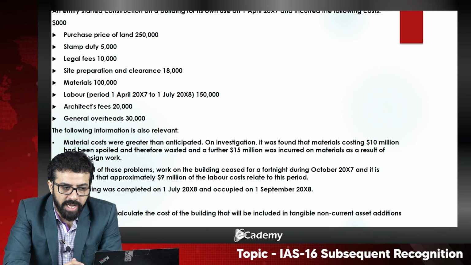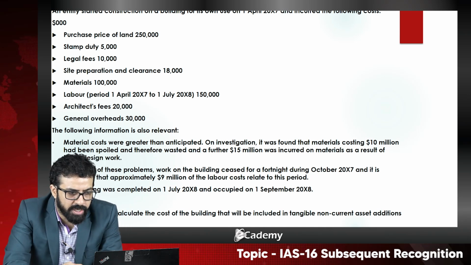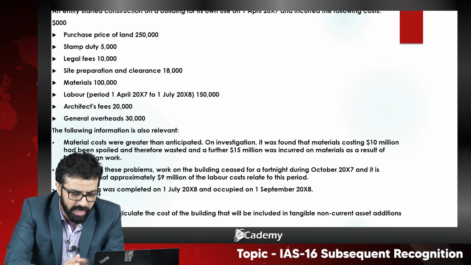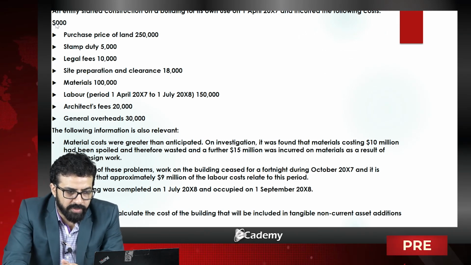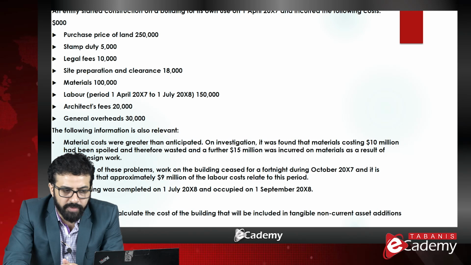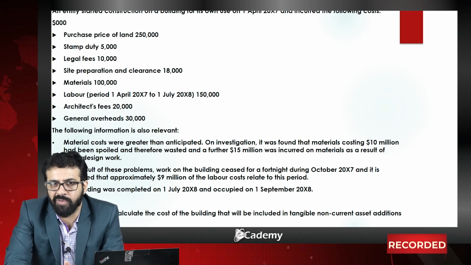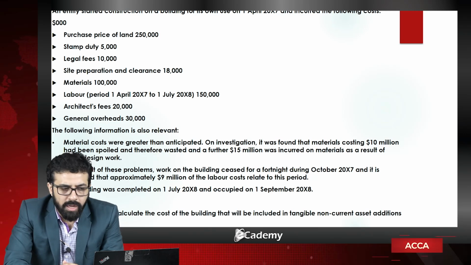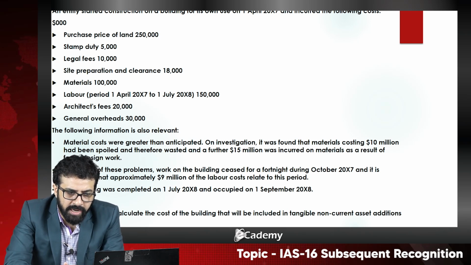The purchase price of the land is 250,000. All the data is denominated in dollars, and the $000 denomination has been written above the data. The stamp duty is 5,000. Stamp duty is a kind of custom duty, import duty or legal duty. The legal fee is 10,000. The company must have hired a professional or corporate lawyer to oversee this project. The site preparation and clearance is 18,000.